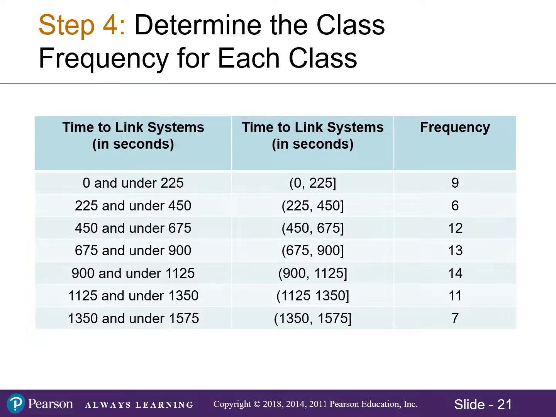So notice the open-closed boundaries for these. Hopefully you remember interval notation. This means that I'm going to start at 0 and go up to 225, and anything bigger than it is going to go into the next column.